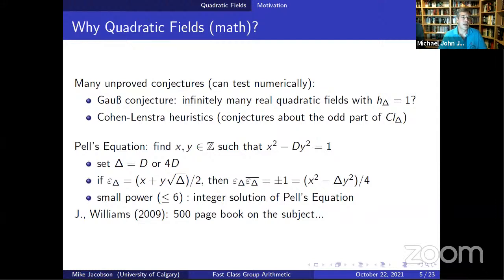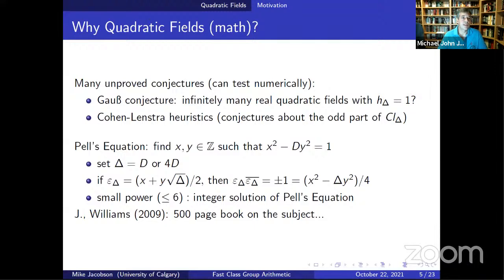One famous one is the Gauss conjecture, which states that there are infinitely many real quadratic fields of class number 1. I don't think anyone would say that we're anywhere close to being able to prove that, but there's a good deal of numerical evidence, through extensive computations, that leads us to believe that this is true, and that these actually occur with a particular proportion or density.